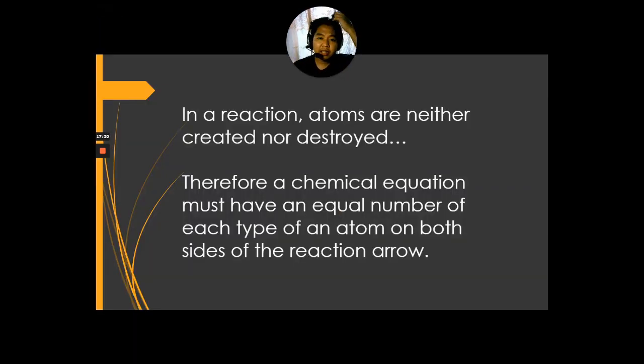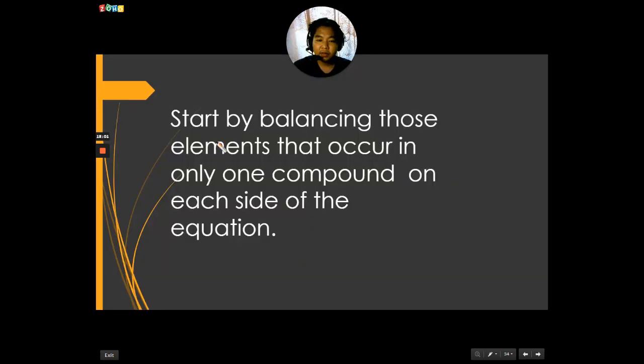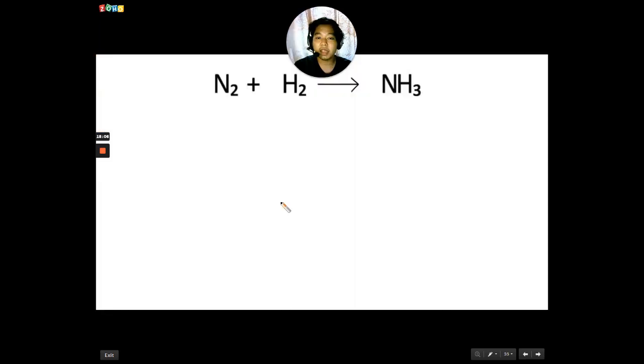In a reaction, remember, according to Dalton, atoms are neither created nor destroyed. So they must be retained. We cannot lose a nitrogen atom nor a hydrogen atom, nor add other atoms on the other side without a source. It should always be balanced. So the first thing is we must have an equal number of each type of atom on both sides of the reaction arrow. So let's check. Again, it's not balanced. The next thing is to start by balancing those elements that occur in only one compound on each side of the equation.